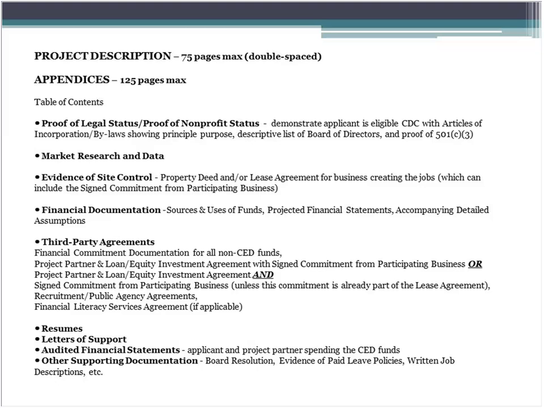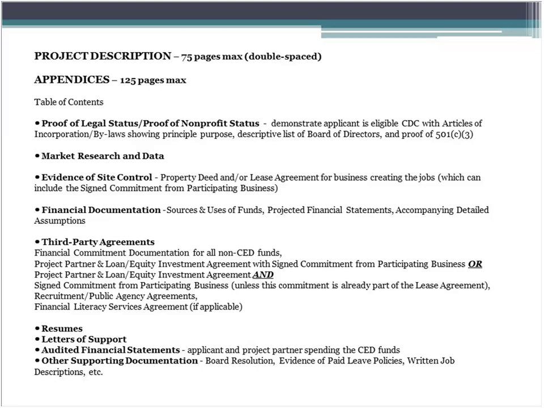If the bonus points stay the same and there's financial literacy services in there, then you would definitely want to have a financial literacy services agreement in there with the entity that's providing those services. If you're providing those services, then you can even have that. I would have it in here somewhere. You can put it as other supporting documentation or something, but I would highlight it if you're providing those services. Again, the rest is fairly self-explanatory.